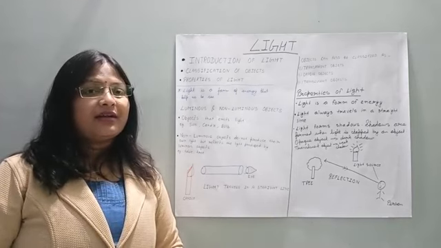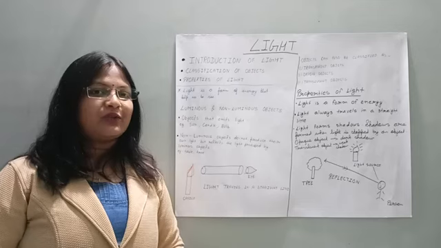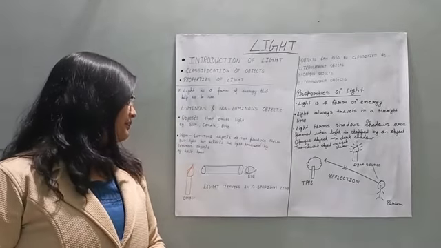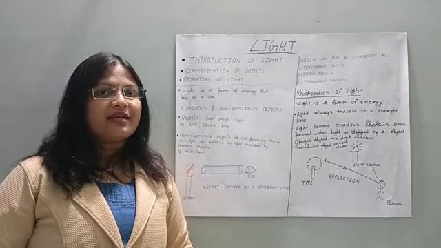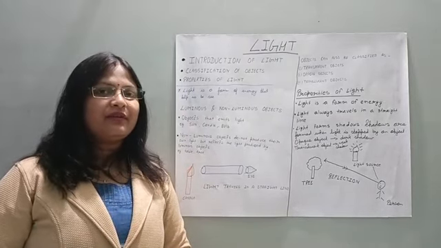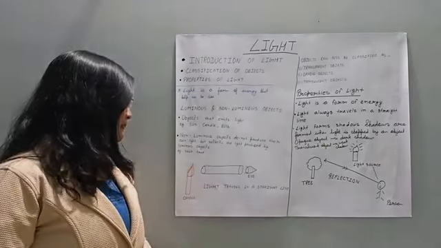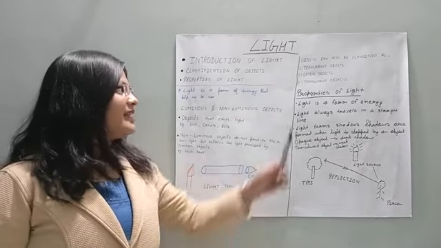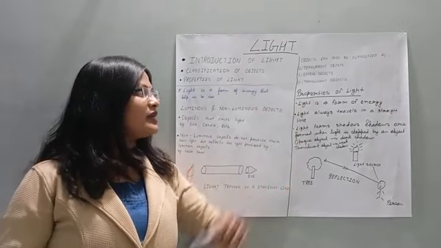Now what are non-luminous objects? Non-luminous objects are those that don't have their own light. But we can see non-luminous objects just because of the reflected light of luminous objects. Now, objects are also classified as transparent objects, opaque objects, and translucent objects.